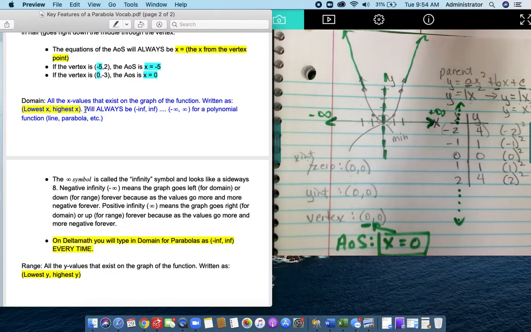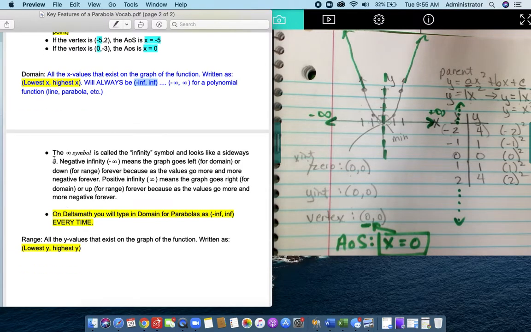Well, in particular, for all polynomial functions, and that means lines, parabolas, and in your next course you'll do cubic functions and quartic functions, if it is a polynomial, then the domain will always be negative infinity to infinity. Now this is how we write it, but in Delta Math, I'm not able to type that in. So you have to write it in with no spaces in between as parentheses, negative INF, comma, INF, and then your right parenthesis, okay?